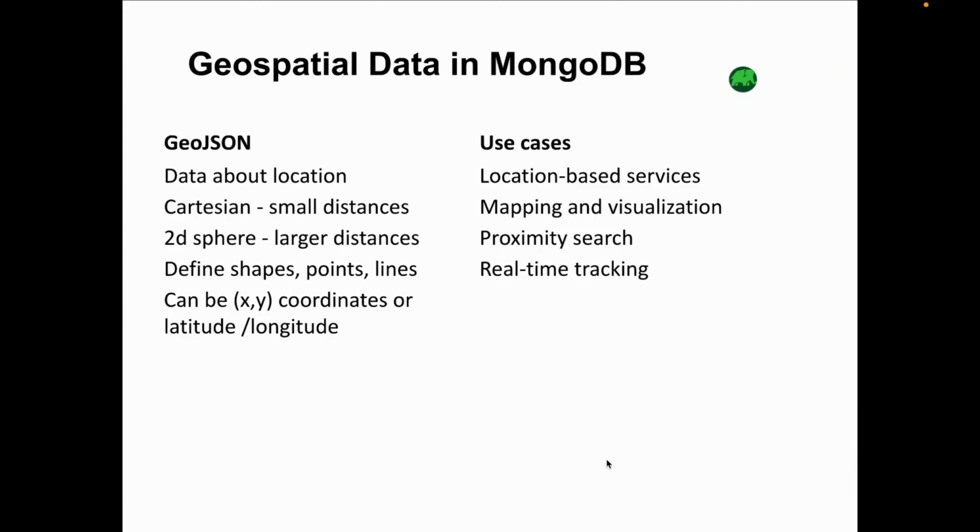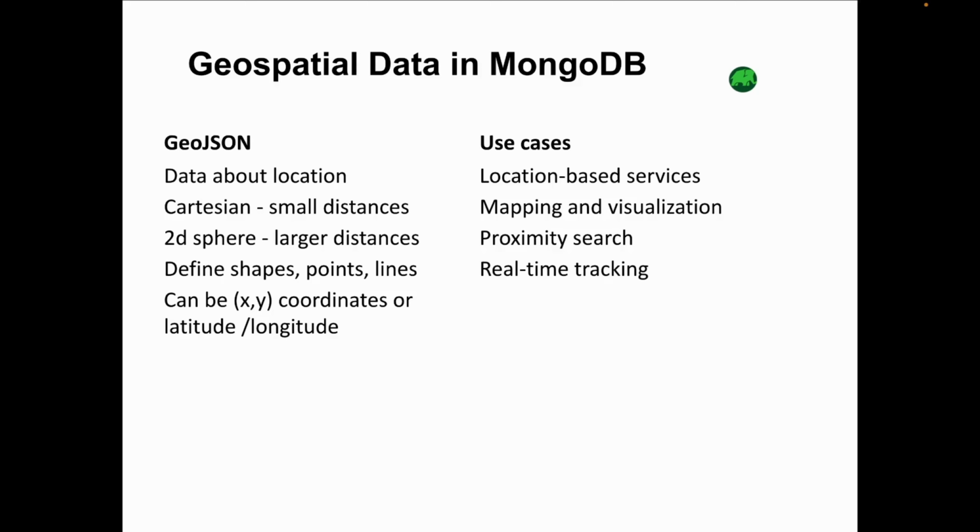What is GeoJSON? GeoJSON is a format for encoding various geographic data structures. It allows us to store information about locations using points, lines, and shapes. This data can be represented as XY coordinates or latitude and longitude.